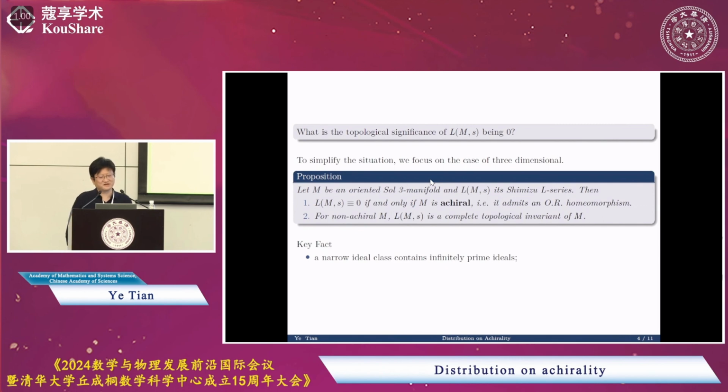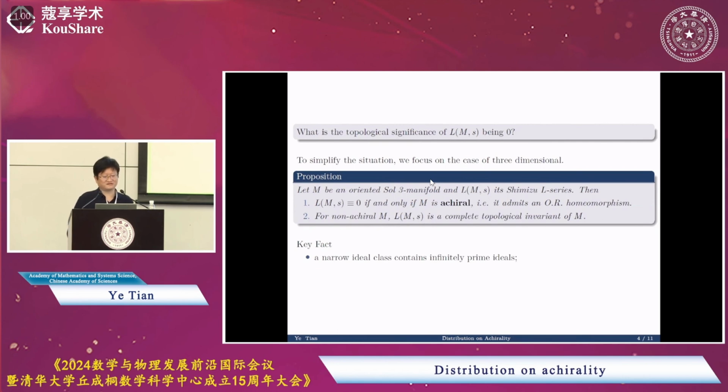So once we have this proposition, maybe you can ask, for achiral manifolds, what can we say about this? Can we say more on the connection? For the second observation, if M is not achiral, then this L series is a complete topological invariant. Then you can take its Taylor expansion, say at s equals 0. Then you can ask the topological meaning of the coefficients of this Taylor expansion. Herzberg's conjecture just tells you the meaning of the constant term. But now the topological meaning of the other coefficients in the Taylor expansion is highly unknown, open.